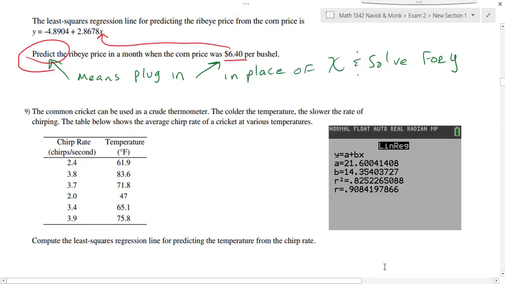We were told to compute the least squares regression line for predicting the temperature. How would I express that least squares regression line? It has to be a line, so it's y equals what? 21.6. A is the number that's by itself, not multiplied by anything. And then B is what x is being multiplied by. So there's your least squares regression line.